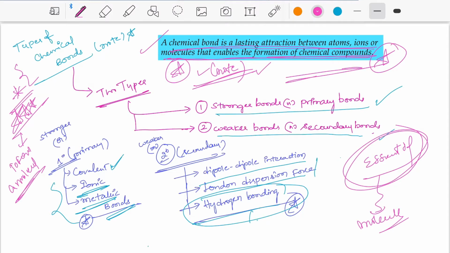Every molecule in the universe forms with the help of a chemical bond only. There is something in between two atoms. Suppose this is an atom, and this is an atom. In between those atoms, what is present? It's nothing but a chemical bond. Note that to form a molecule, a chemical bond is very essential.